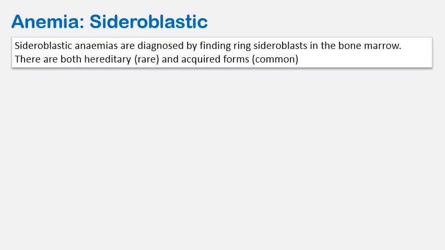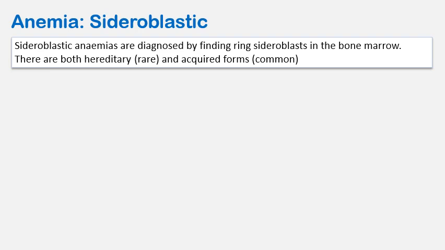The other type of anemia is sideroblastic. Sidero means iron-filled. Blastic means abnormal in shape. Sideroblastic anemia is characterized by the finding of ring-shaped sideroblasts in the bone marrow.